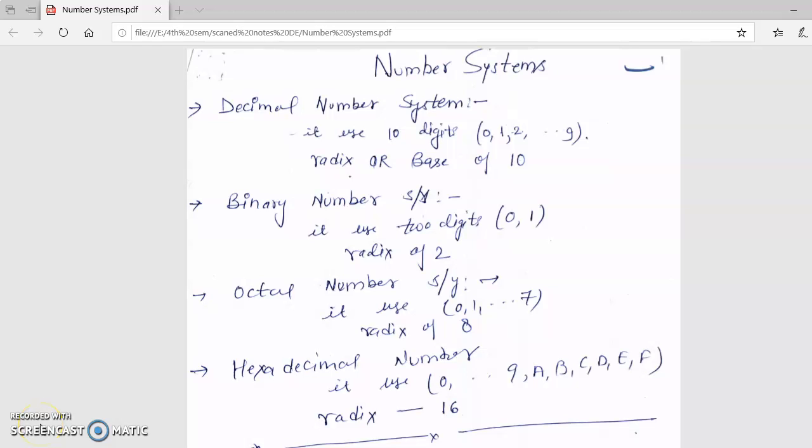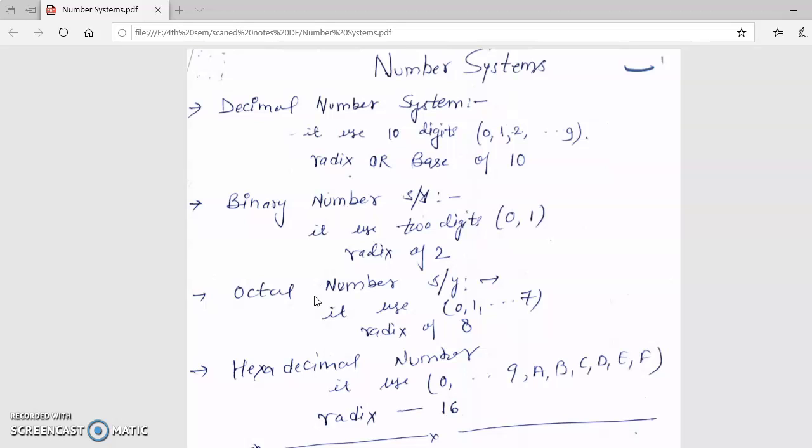Hello dear students. In this video we are familiarizing ourselves with number systems. This is included in digital electronics. The number system includes four types of number systems. First one is decimal, second one is binary, third one is octal, and last one is hexadecimal.